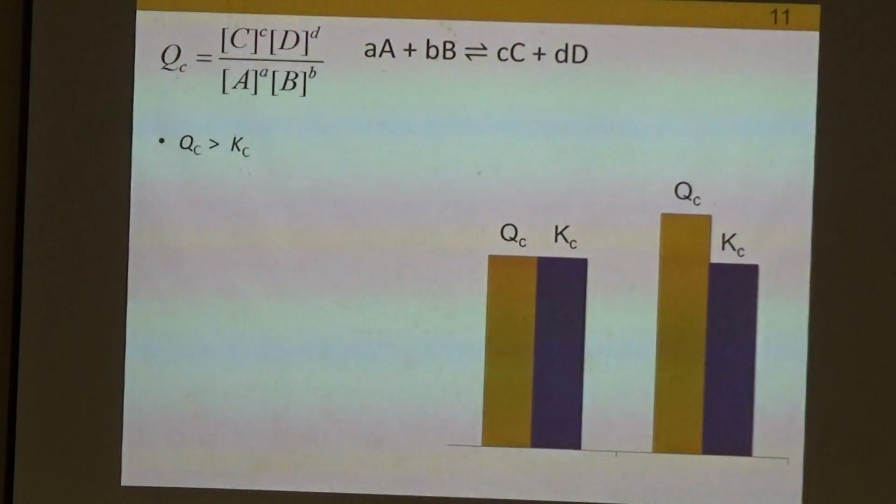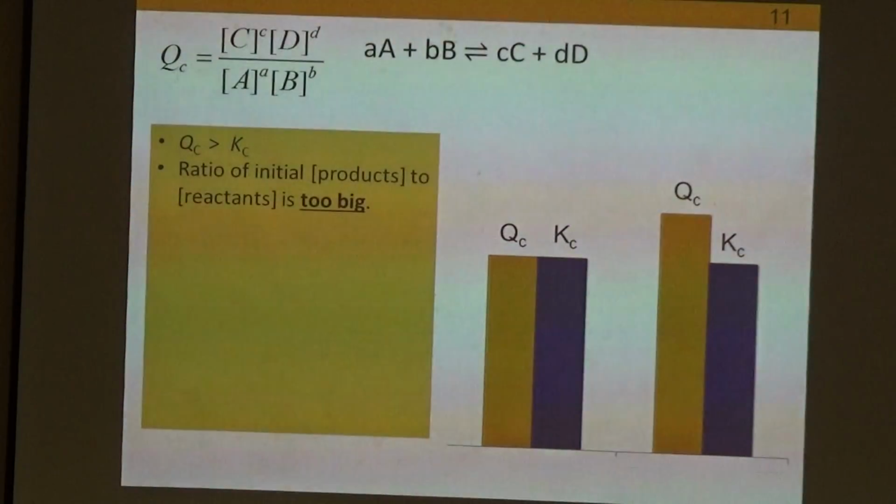Now, what if you have the opposite, another situation where Qc is larger than Kc? That means the ratio of products to reactants is too big.